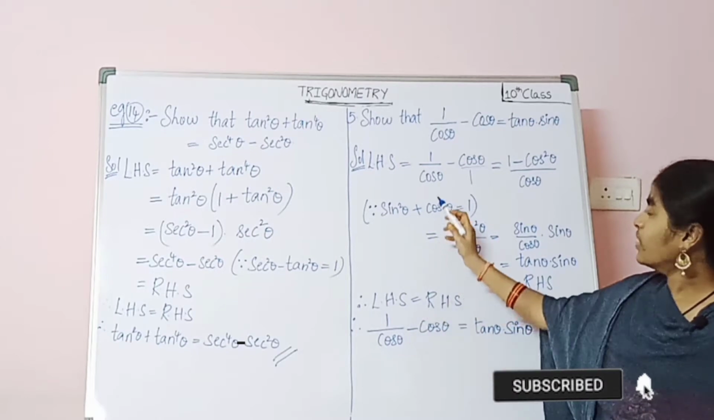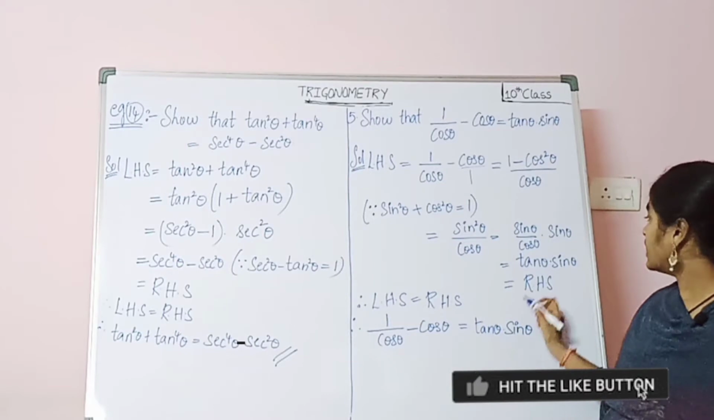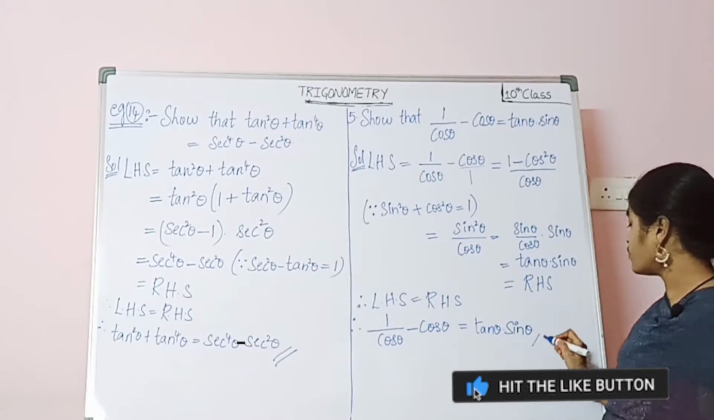So, what is LHS here? 1 by cos theta minus cos theta equals, what is RHS? Tan theta into sin theta. This is the solution. Sixth problem.